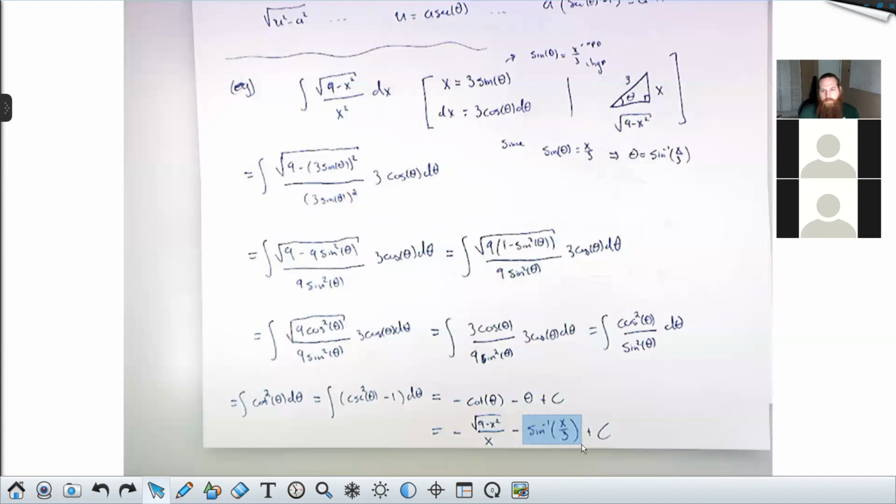I think it is 3 over x if we look at the triangle. Well, so the sine of theta is the opposite over the hypotenuse, right? So the sine of theta is x over 3. And then remember the way the inverse sine works. This is not the negative first power of sine. This is not cosecant. This is the inverse function. So what I did to go from here to here, I'm glad you asked.